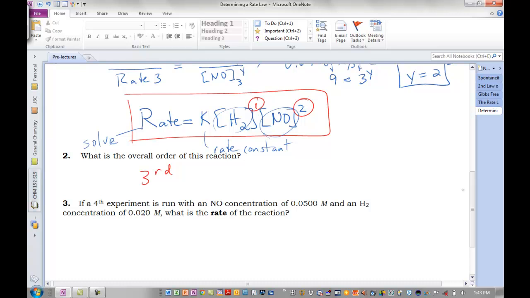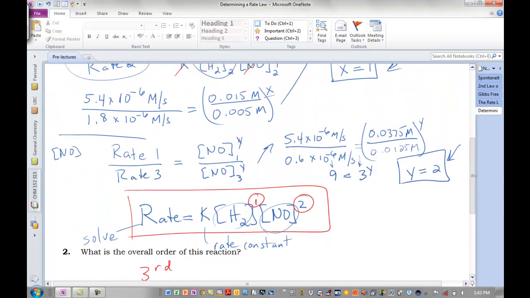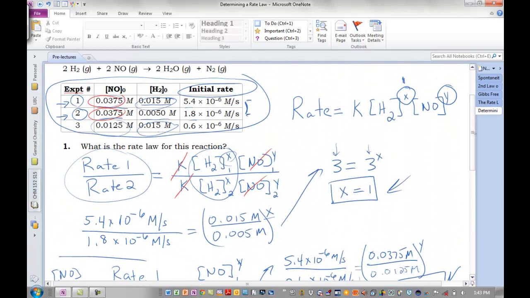Yes, good thinking. Remember, the rate constant is a constant for a reaction at a given temperature. So we can use any of the data up here to figure out our rate constant, because we know the rate, we know the concentrations. We run that fourth experiment at the same temperature, so it's going to have the same rate constant.